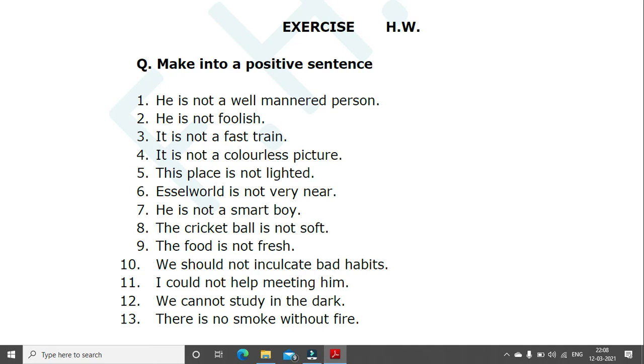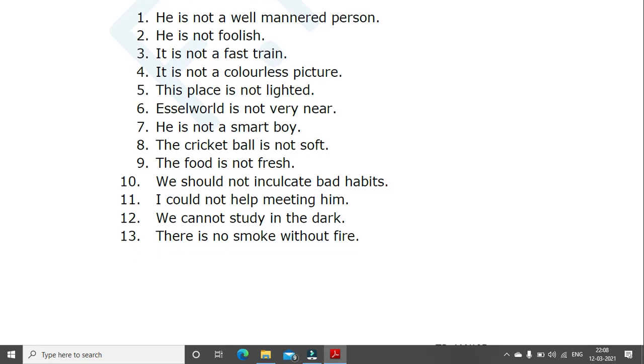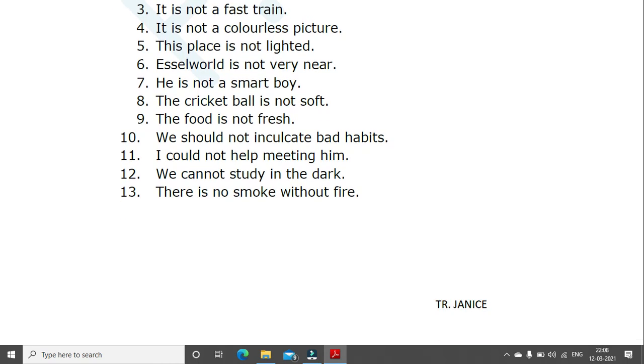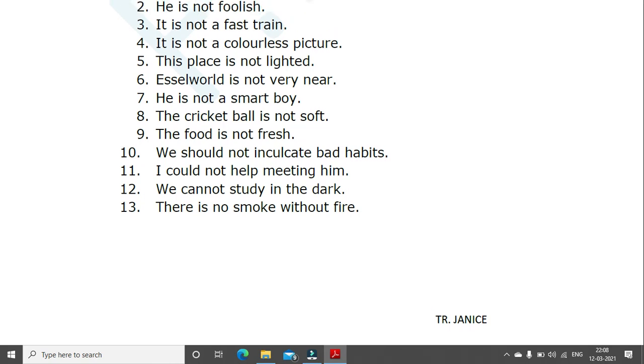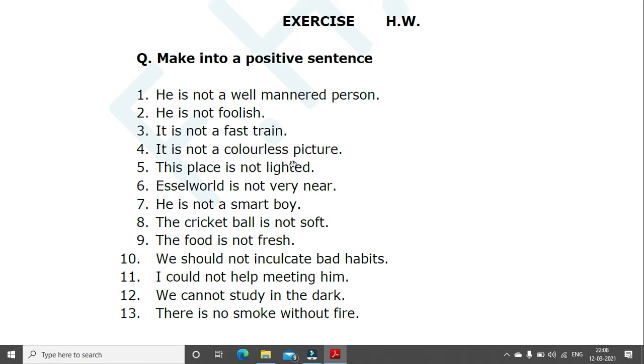We should not inculcate bad habits. I could not help meeting him. We cannot study in the dark. There is no smoke without fire, means where there's smoke, there's fire. Okay, so I hope you will be able to do this. It's not very difficult. And in case you have a doubt, you can surely ask. I will help you to clear your doubt.